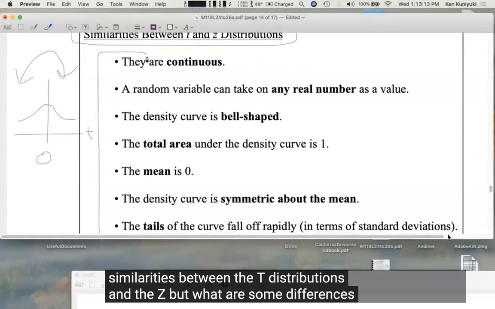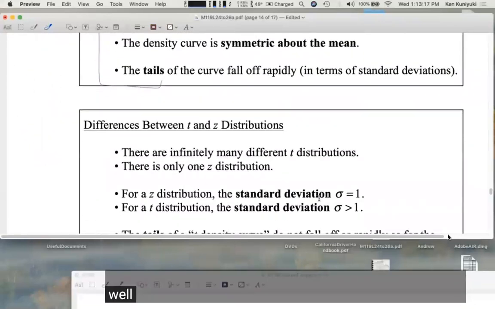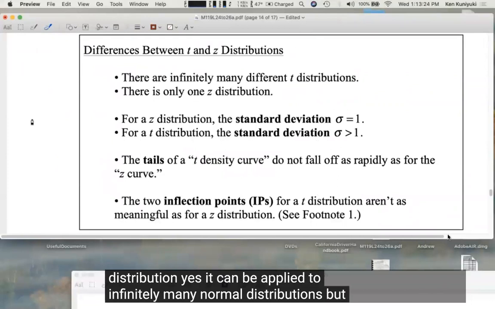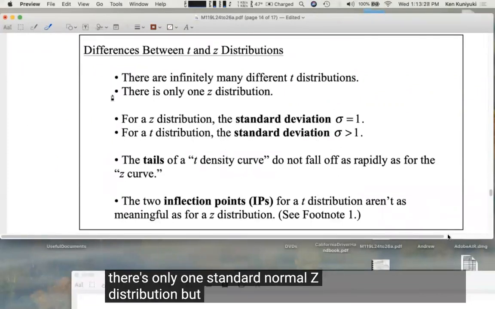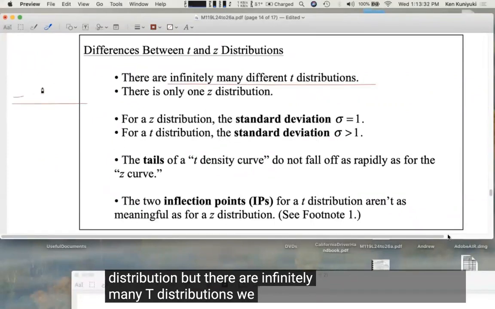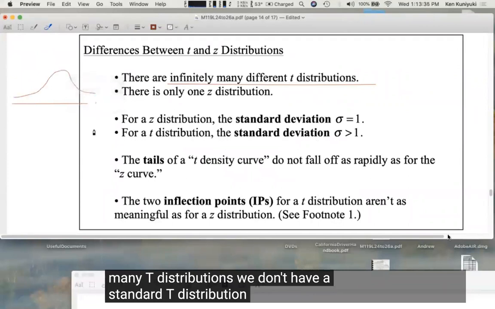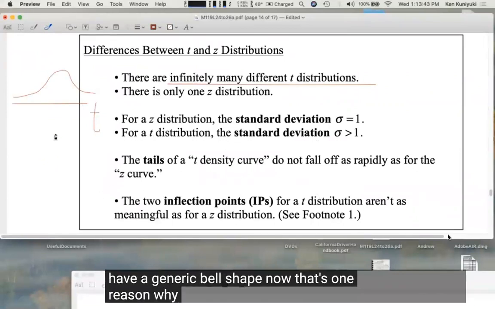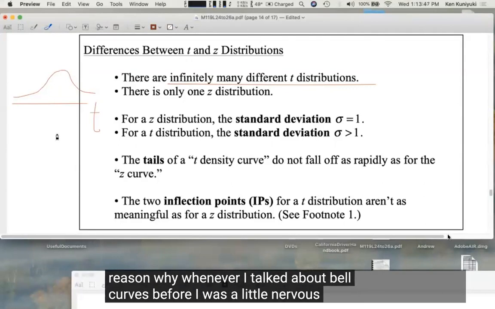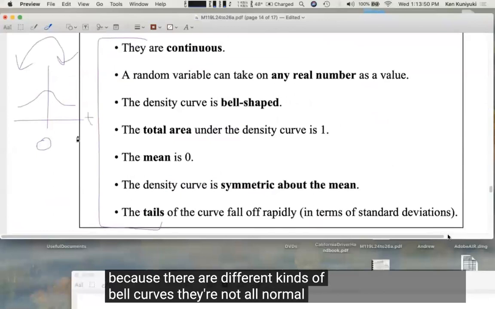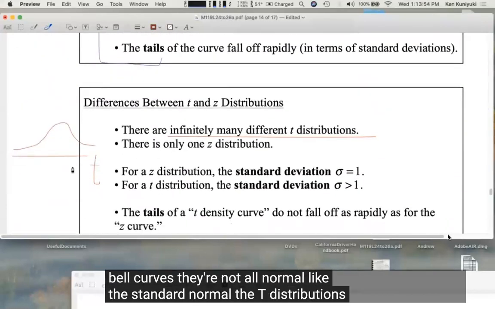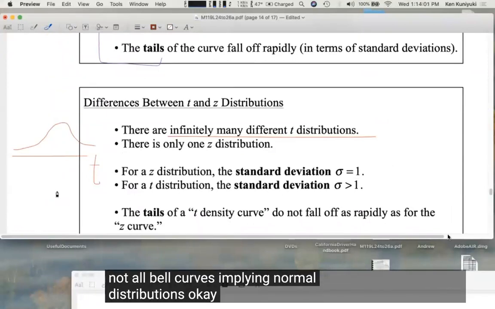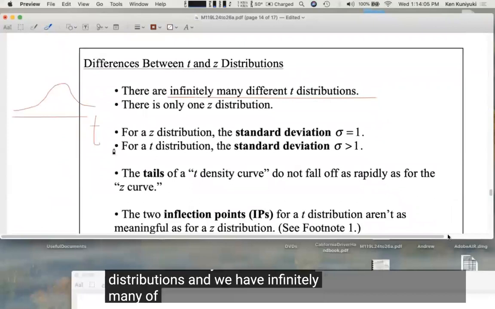But what are some differences? Well, as I said, there's only one z distribution. Yes, it can be applied to infinitely many normal distributions, but there's only one standard normal z distribution. But there are infinitely many t distributions. We don't have a standard t distribution, although we do have a generic bell shape. Now, that's one reason why whenever I talked about bell curves before, I was a little nervous, because there are different kinds of bell curves. They're not all normal, like the standard normal. The t distributions also have bell-shaped density curves. So not all bell curves imply normal distributions. Okay, here we have t distributions, and we have infinitely many of them.